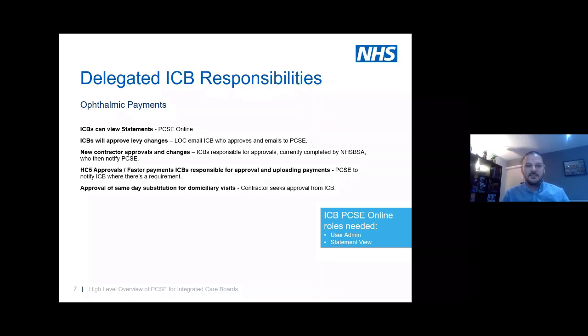HC5 approvals, faster payments, for which ICBs are responsible for approvals and uploading payments. So PCSE to notify ICBs where there's an actual requirement. And approval of same-day substitutions for domiciliary visits. So the contractor will effectively seek approval from an ICB for that same-day substitution for that domiciliary visit.